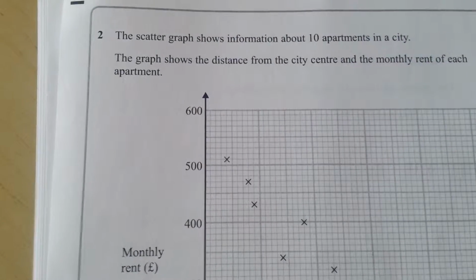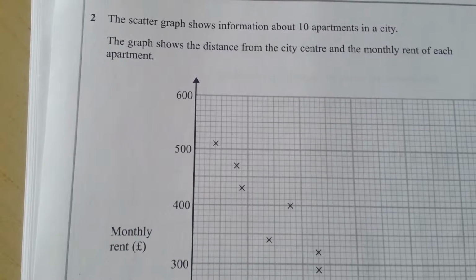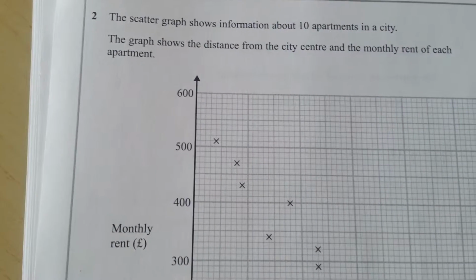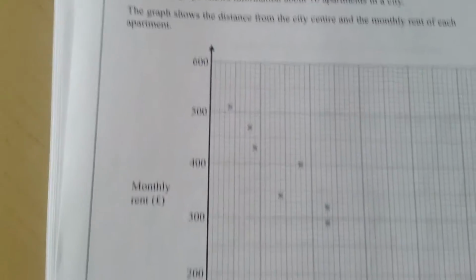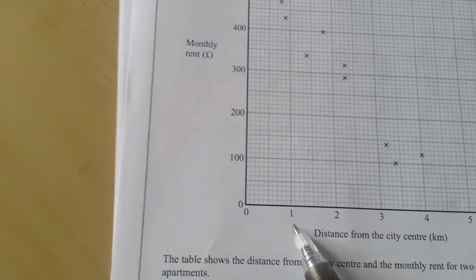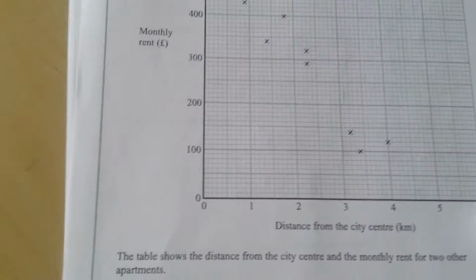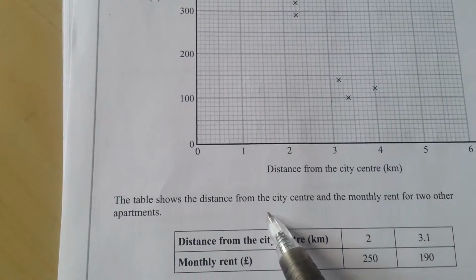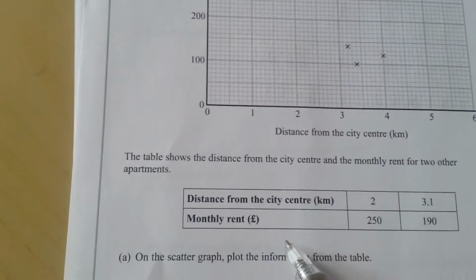Now this question says that the scatter graph shows information about 10 apartments in a city. The graph shows the distance from the city center and the monthly rent of each apartment. Looking at the graph, you have monthly rent on the y-axis and distance from the city center on the x-axis. Now the table shows the distance from the city center and the monthly rent for 2 other apartments.